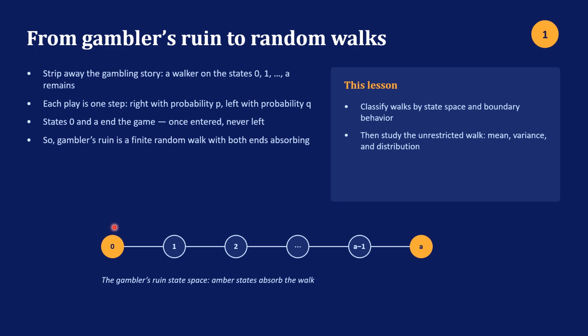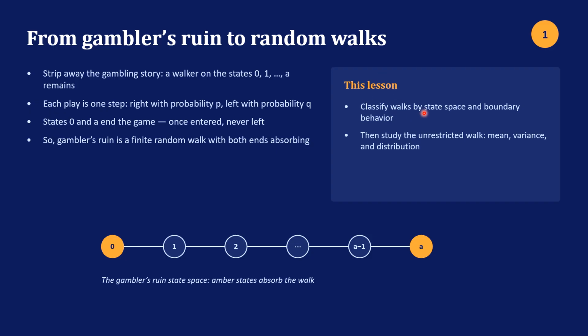And then for the two states, 0 and A, as you recall, once you hit these, the probability of staying is 1: going back to 0 with probability 1, and returning back to A with probability 1. In other words, you don't get out of either one of these. So these are the absorbing states. So gambler's ruin is a finite random walk with both ends absorbing.